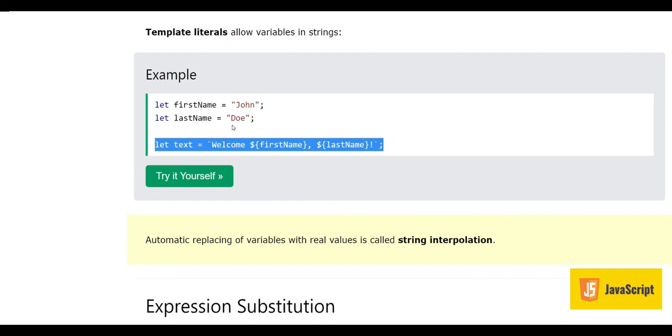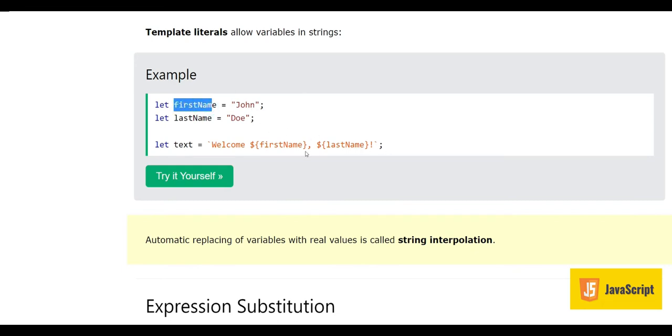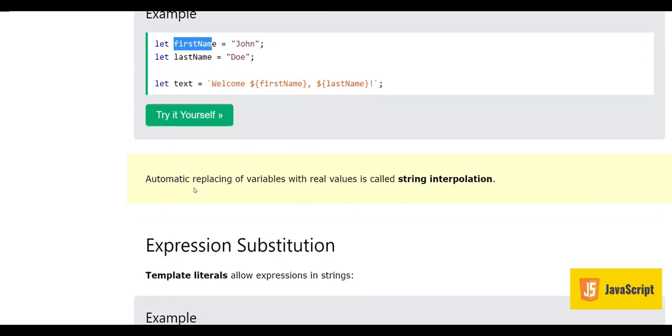Okay, so I think you have understood this concept. We are not using any concatenation or plus sign. The variables are directly displayed in the string, and we just give their names, and they become part of the string. So automatic replacing of variables with the real values is called string interpolation, right? So we just learned this concept.